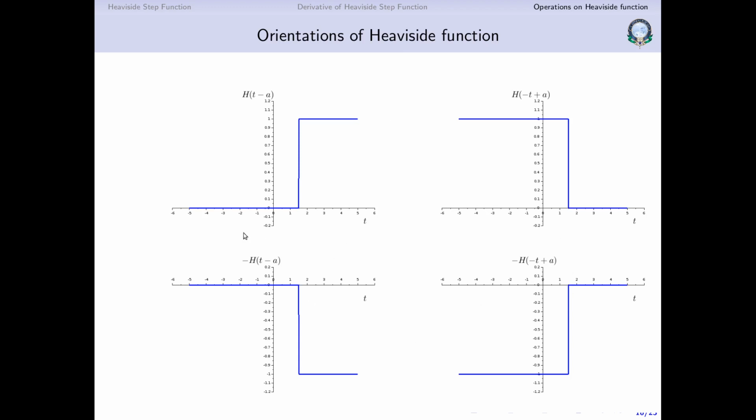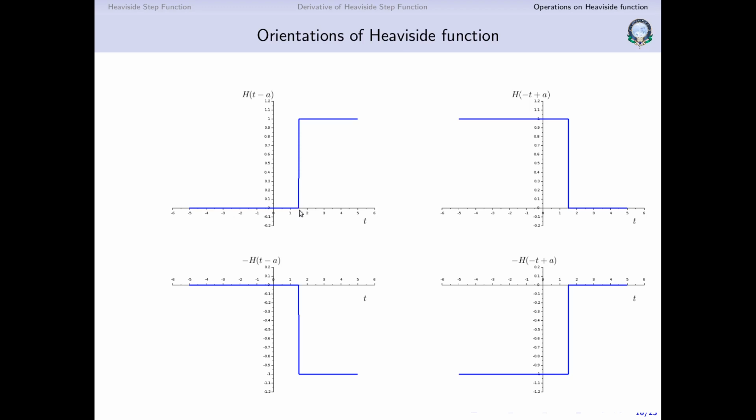How do we get these orientations? Just look at the signs, outside as well as inside. Here the sign is positive, and inside also positive, so plus plus. Then we put a minus sign inside, so plus outside and minus inside. Then we have a minus outside and a plus inside, and then minus outside and minus inside.